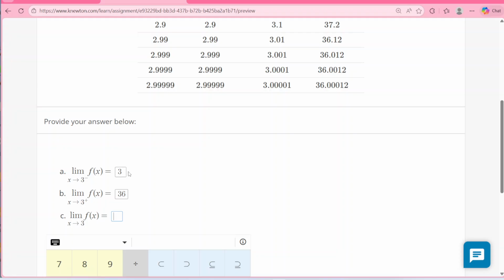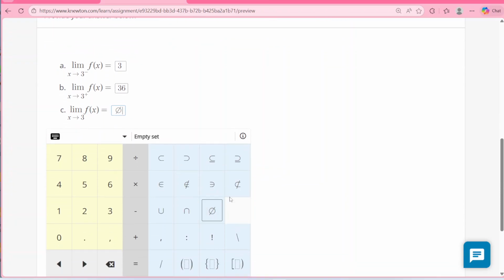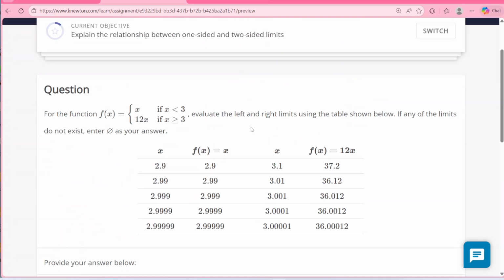Now, this left side limit was 3, the right side limit was 36. Since these are not the same value, the two-sided limit does not exist, and I'm entering that empty set symbol like they asked for.